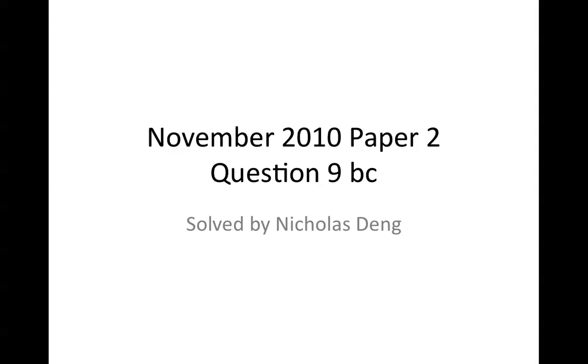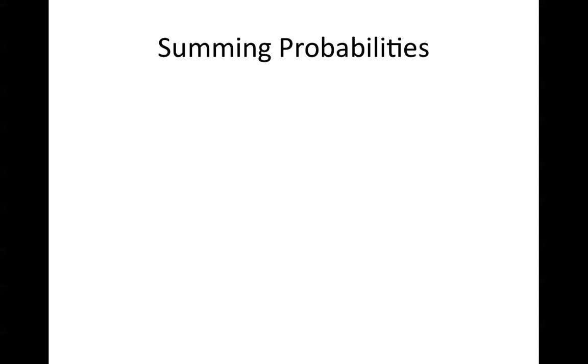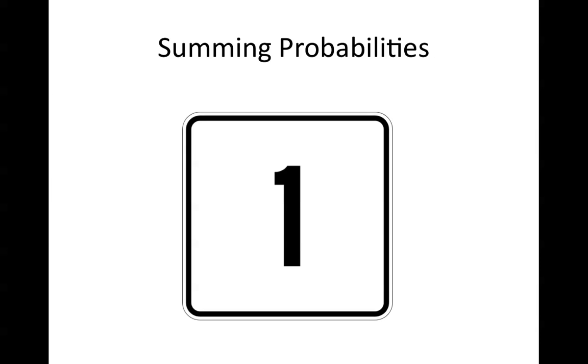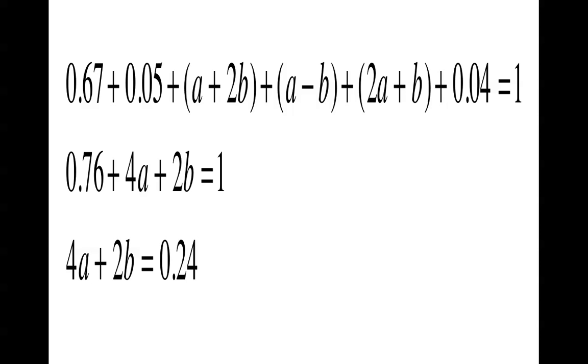Now to solve this, we want to use the formula for summing probabilities, which means that once the probabilities of every one of the options are added together, you should get 1. Now, the equation you want to use is the following: 0.67 plus 0.05 plus the probabilities of y equals 2, equals 3, equals 4, and then eventually equals 5, which is 0.04. Now all of that put together should equal 1.